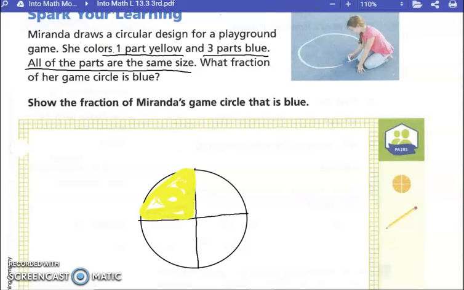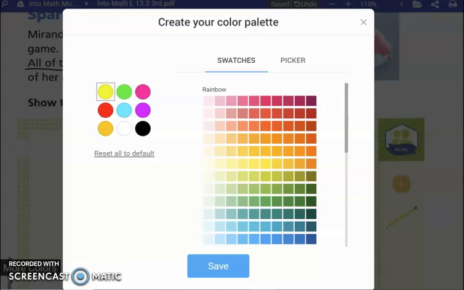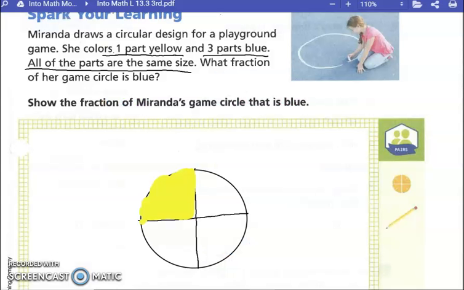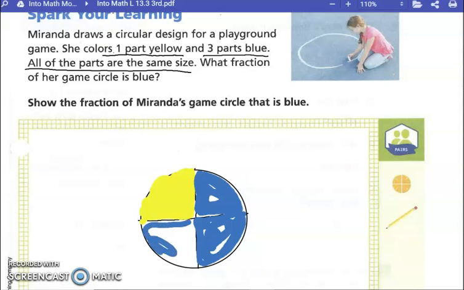What color should the other parts be? They should be blue, right? It says 3 blue parts. So I'm going to try not to cover up my lines, but it should fill in the whole deal. Did you put your B's in them?